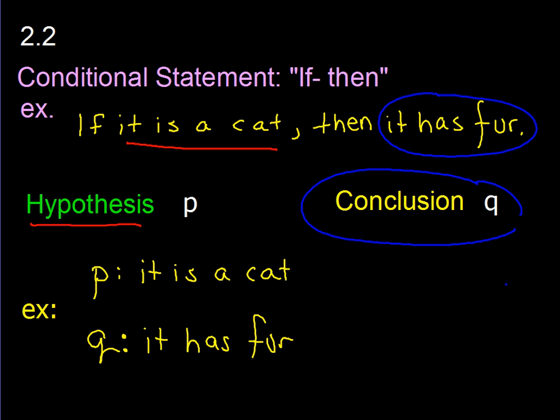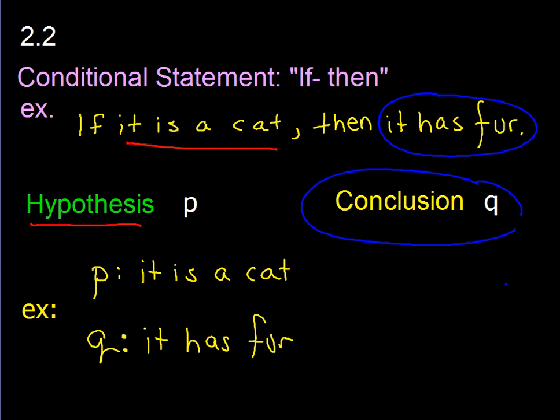So 2.2 is all about conditional statements. A conditional statement is an if-then statement. I'm sure you hear these all the time from your parents. If you clean your room, then you can go to the mall. It has if and then in it. So for example, if it is a cat, then it has fur. A lot of times these don't even have to be true or even make sense. A conditional statement has an if and then most of the time.